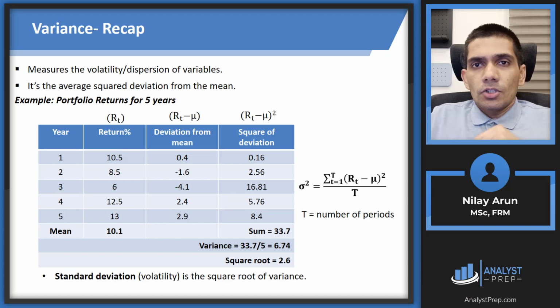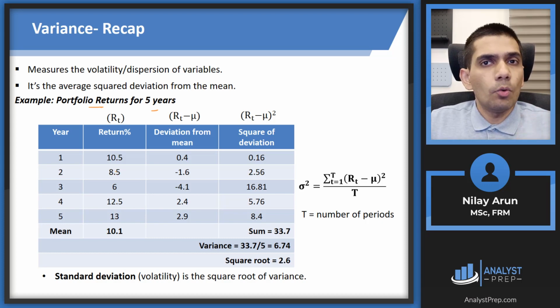All right, so let's take an example here. We're looking at the portfolio returns for 5 years. So we have been given year 1, 2, 3, 4, and 5, and we have been given the returns in percentages, so 10.5, 8.5, and so on. So here, remember, we are just working with one particular data series. We have the portfolio returns, but it's only for one portfolio. We don't have multiple portfolios yet, and that's why we are using variance.